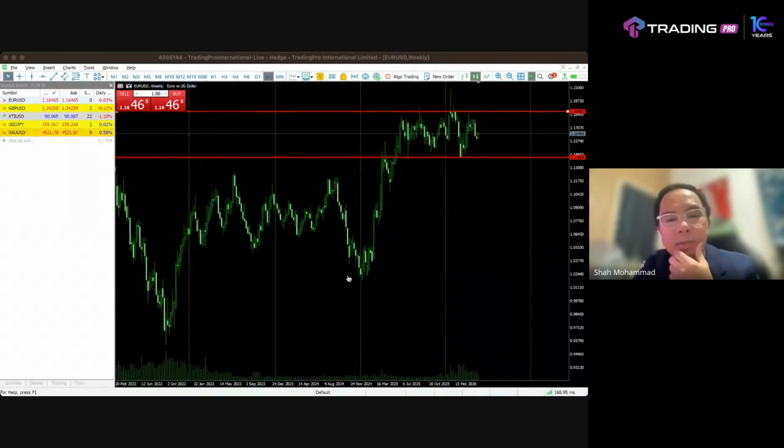Is there anyone who still wants to ask any questions on the technical parts? Because I'm going to shift to the other topics. So these are the two most simple setups and how to trade in the market.